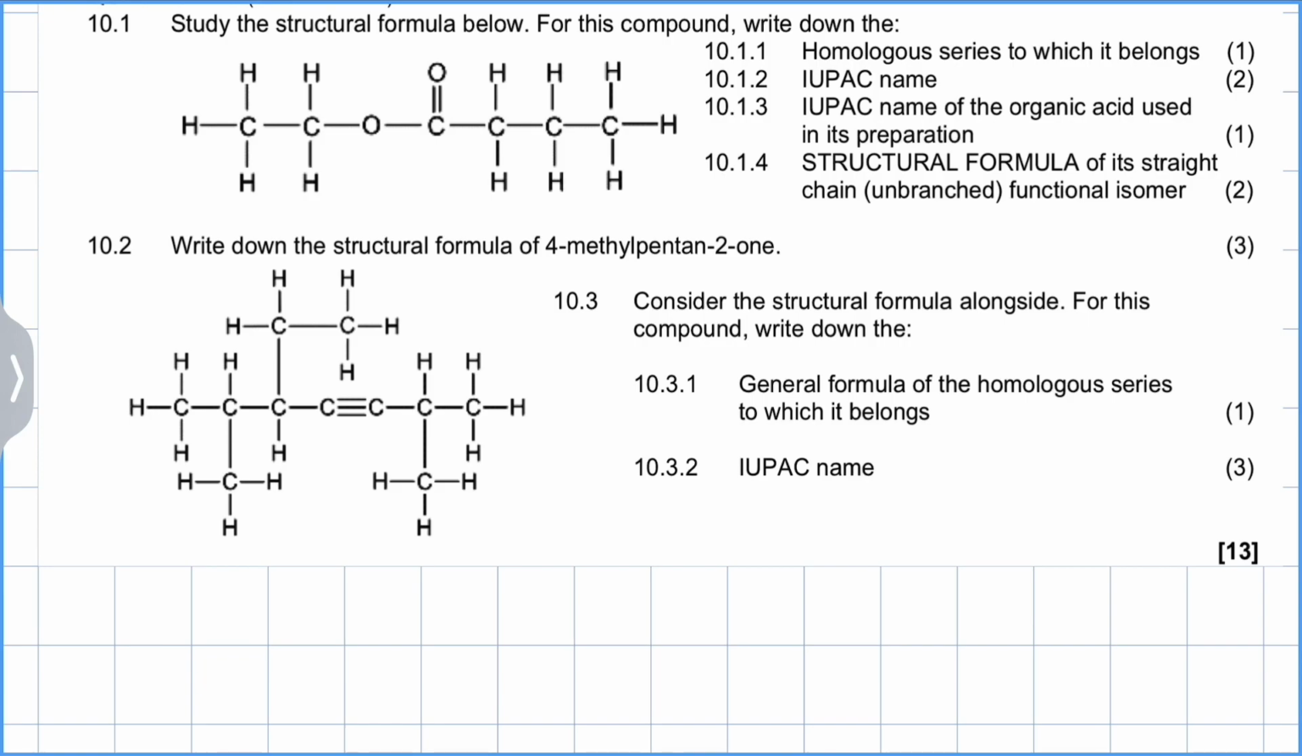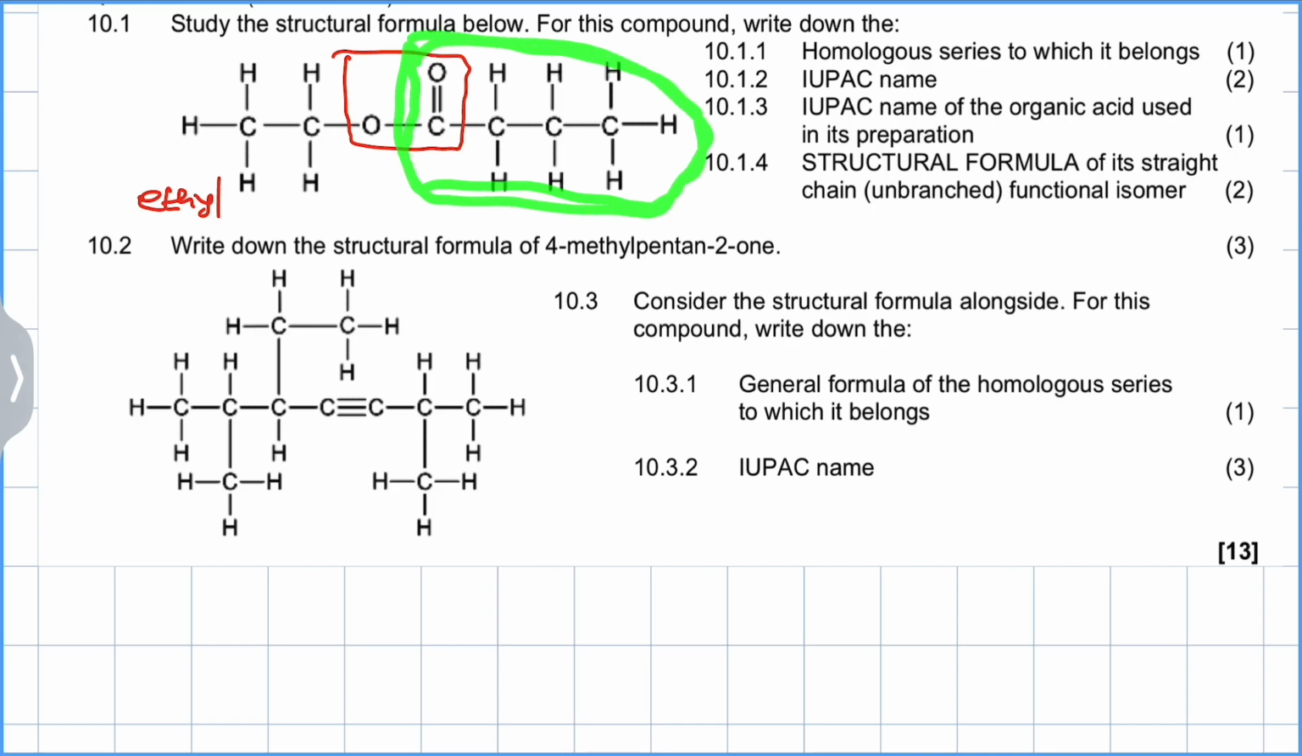Okay, we'll look at another typical exam question on organic chemistry. Study the structural formula below, and for this compound, write down. So before we even look at the questions, we are given an ester. You can see the functional group there. That is an ester. And the name of this ester, remember this is the part that's coming from alcohol. So therefore, that will be ethyl because it has two carbons. That's ethyl. And then this is the part that's coming from carboxylic acid.